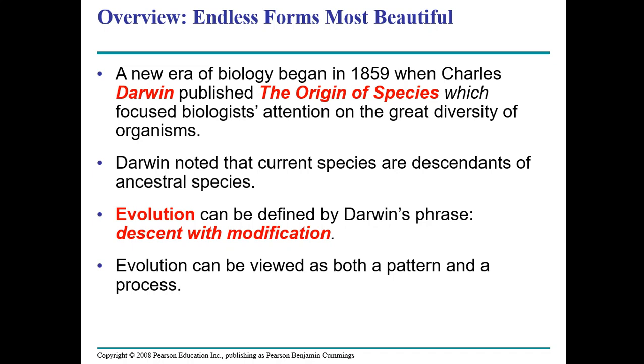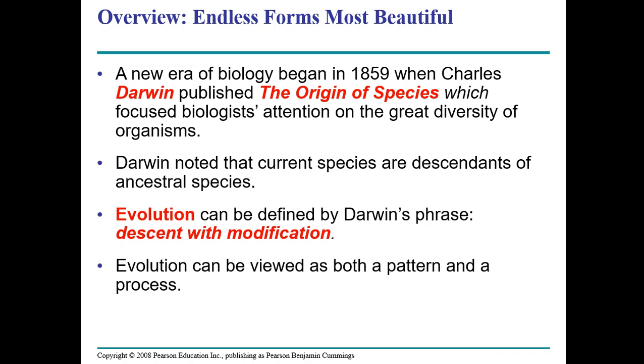Darwin noted that current species are descendants of ancestral species. So, there are descendants and there are ancestors. Evolution can be defined by Darwin's phrase, descent with modification. The term evolution is the same thing as descent with modification, but Darwin's phrase is descent with modification. That's why we use that term, because this particular topic is about Darwin's work.